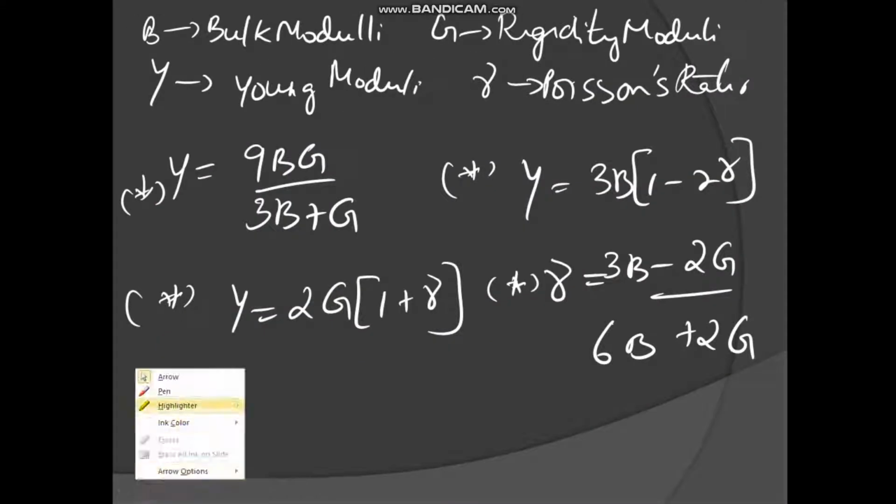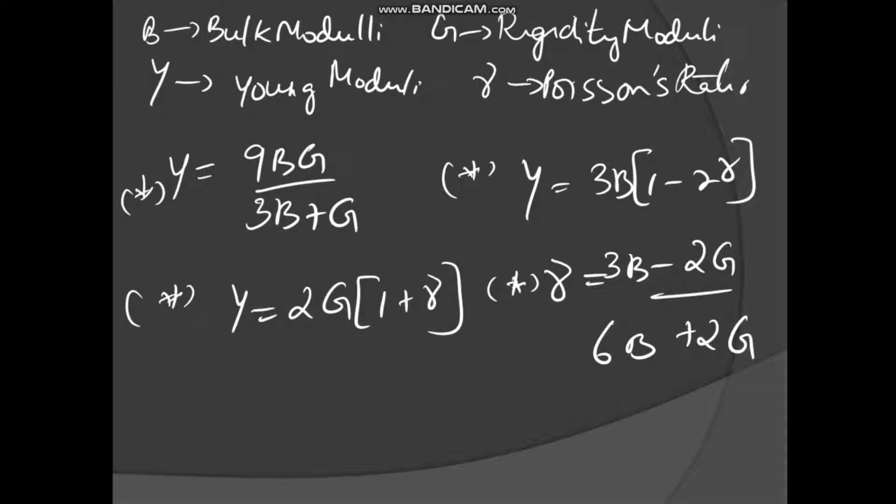Now these are all the important relations, the common relations between different moduli. B is the bulk modulus, Y is the Young's modulus, G is the rigidity modulus, and gamma is the Poisson's ratio. So Y is equal to 9BG divided by 3B plus G. Y is equal to 3B into 1 minus 2 gamma. Y is equal to 2G into 1 plus gamma, and Poisson's ratio is equal to 3B minus 2G divided by 6B plus 2G. All these four relations you must remember.